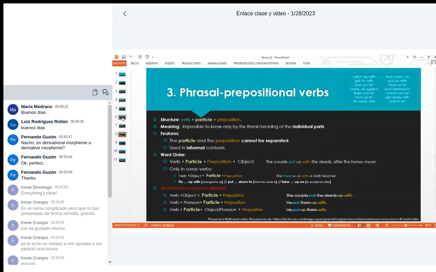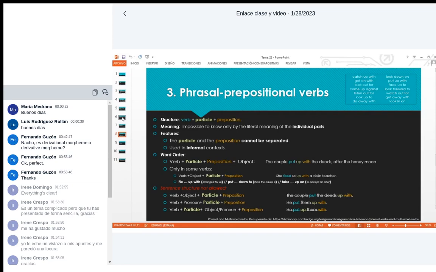Because again, this is allowed because the origin of these phrasal prepositional verbs is from the phrasal verbs. So really, it allows certain modifications within this structure of the phrasal prepositional verbs. Now, sentences or structures that are not allowed are the ones that have, before, the verb plus the object, plus the particle, plus the preposition.